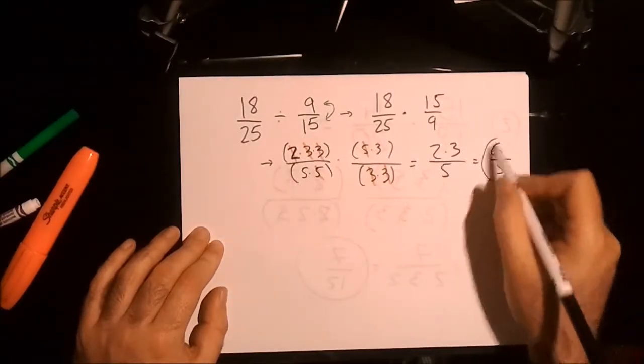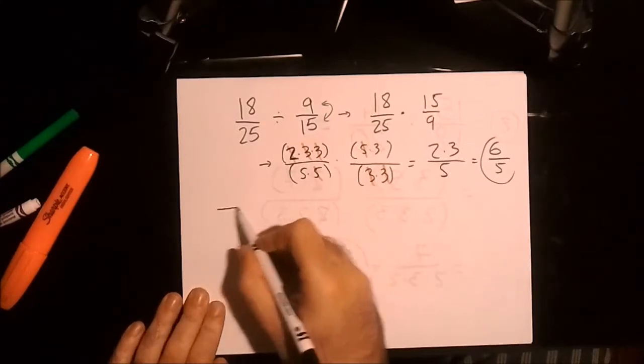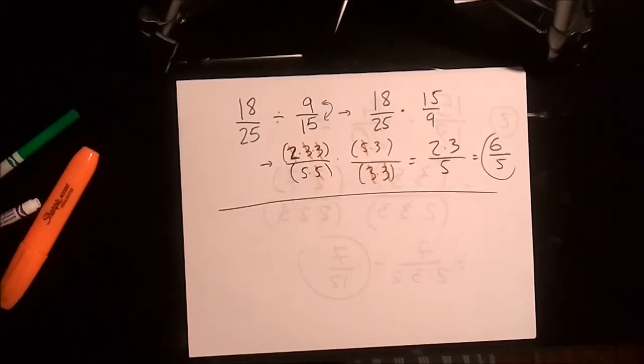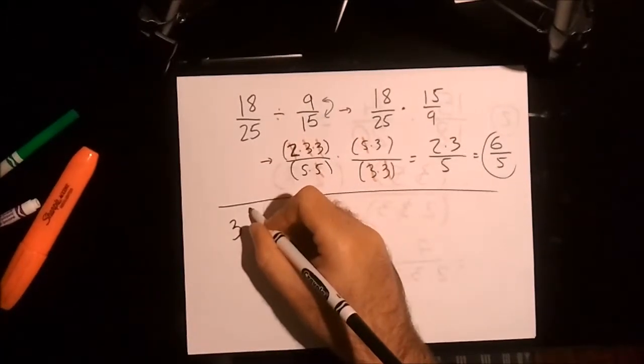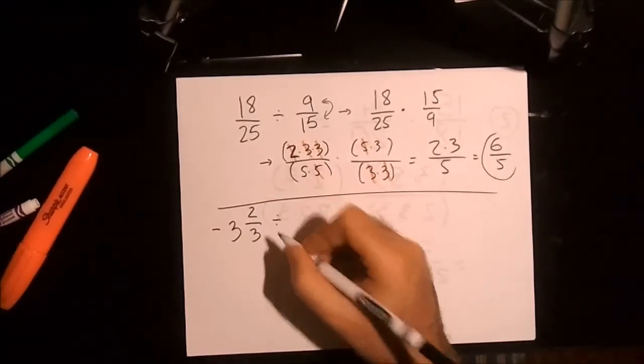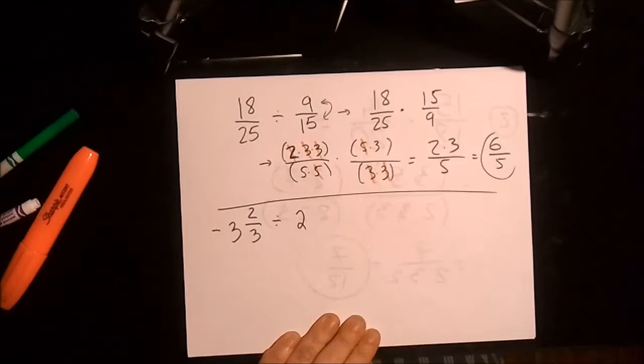6 over 5. Alright, let's go ahead and work out a problem where we're dividing with decimals. Or actually, let's do one where we're dividing with an improper fraction. So for example, let's have negative 3 and 2/3, divided by 2, and let's see, what can we do?